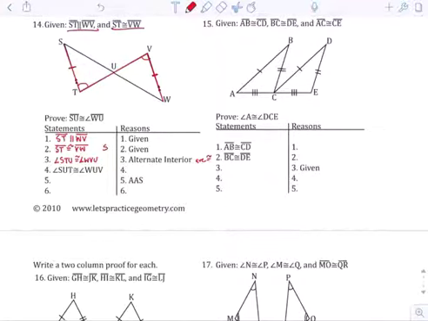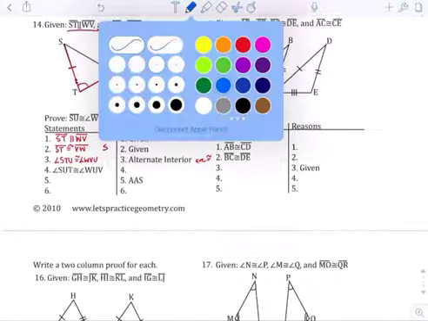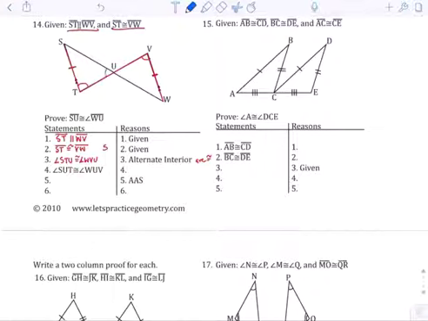Now we got SUT is congruent to WUV, which are these angles right here. And those angles are vertical angles. So vertical angles are congruent. And let's mark these down. These are a pair of angles congruent, and these are a pair of angles congruent.